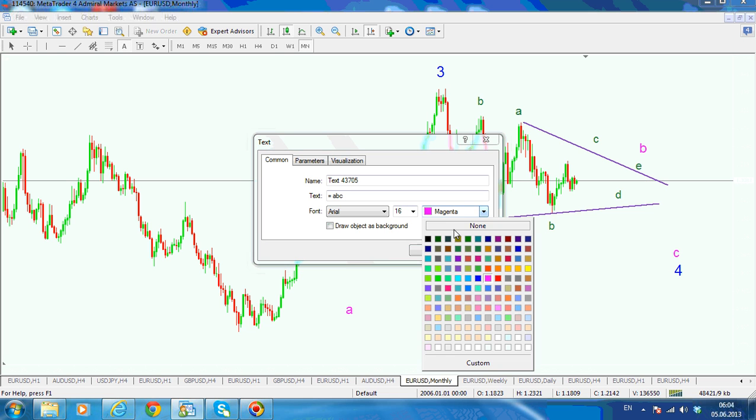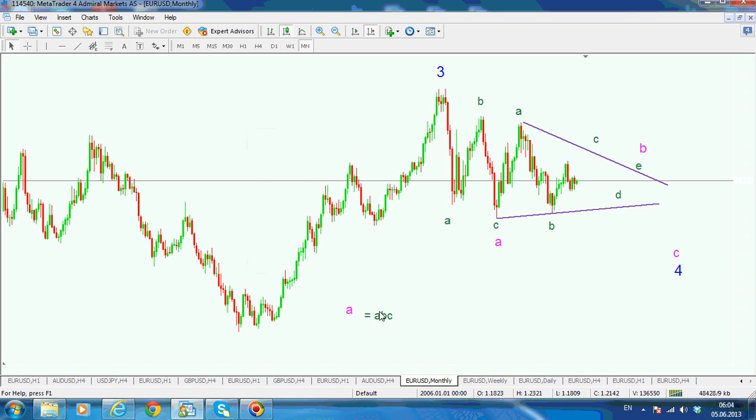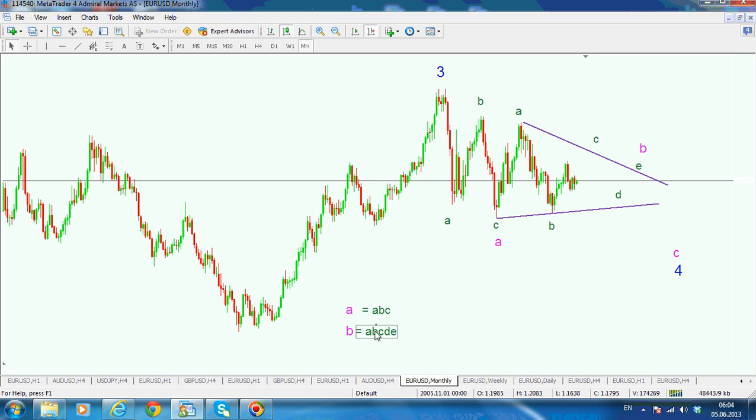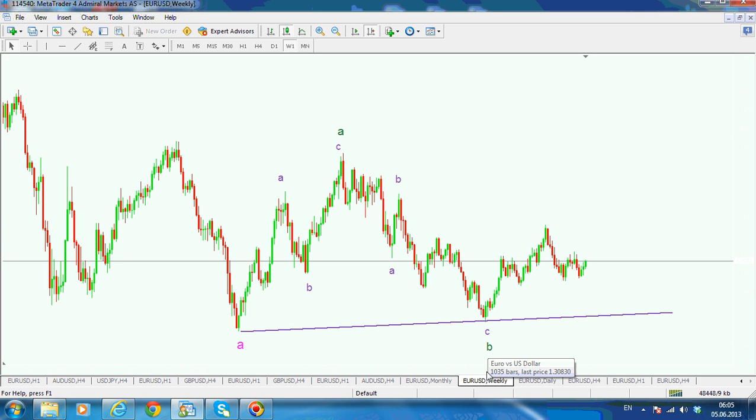Correct? Correct. As you can see, this A is equal to an A, B, C of this degree. Now the B wave equals an A, B, C, D, E of this degree. Correct? Correct.